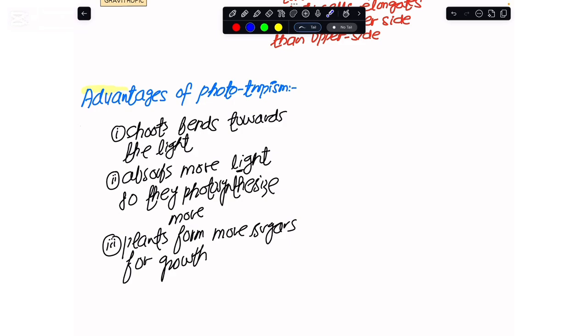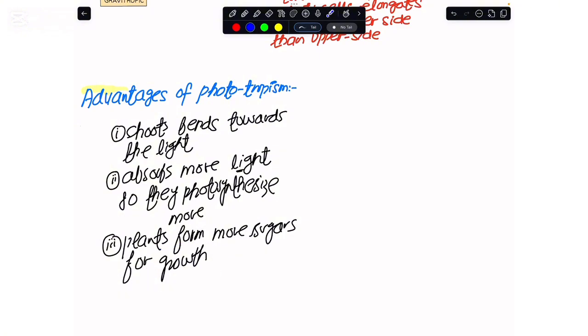So here the last thing is: what advantages do we have when the plants exhibit the phototropic response? You see that whenever the shoots bend toward the light, they absorb more light, and as a result they photosynthesize more. When the plant shoot tips photosynthesize more, they are able to make more sugars, and they utilize these sugars for their growth.